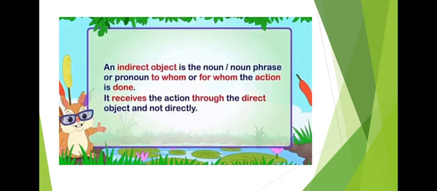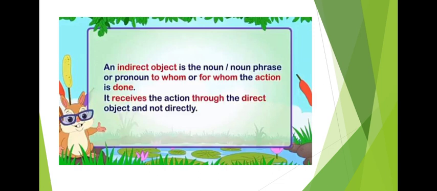An indirect object is the noun or the noun phrase or pronoun to whom or for whom the action is done. So to identify the indirect object in a sentence, you can ask the question to whom, for whom the action is done. It receives the action through the direct object and not directly.